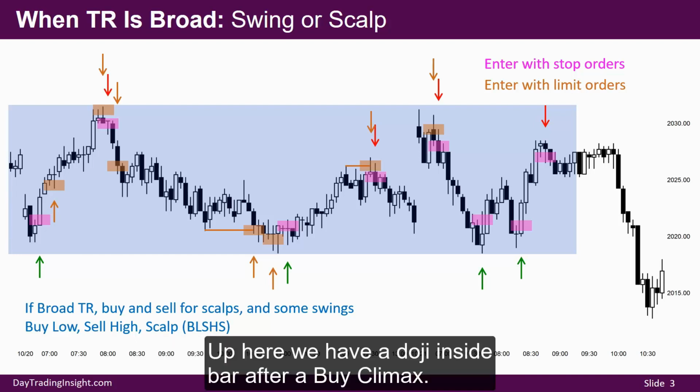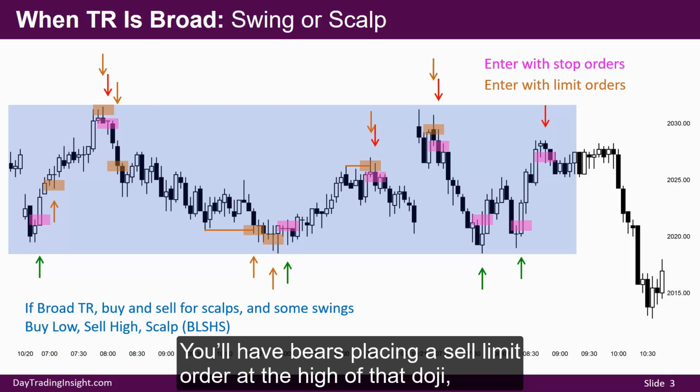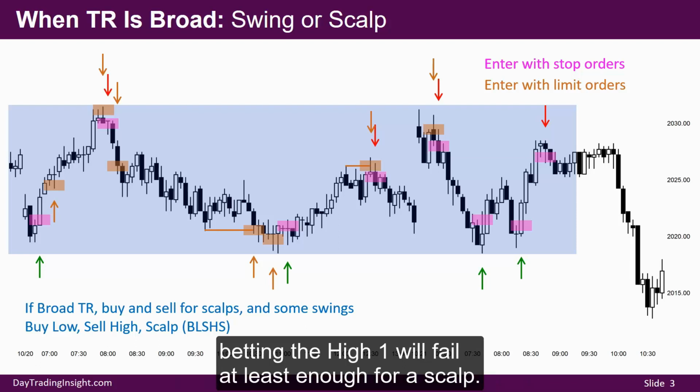Up here, we have a doji inside bar after a buy climax. You'll have bears placing a sell limit order at the high of that doji, betting the high one will fail at least enough for a scalp.